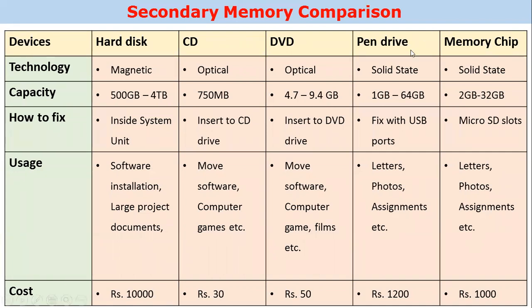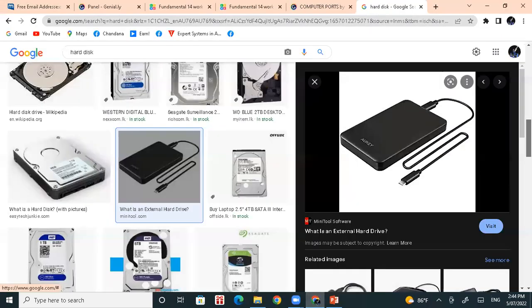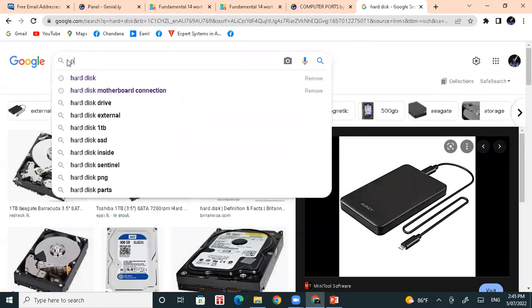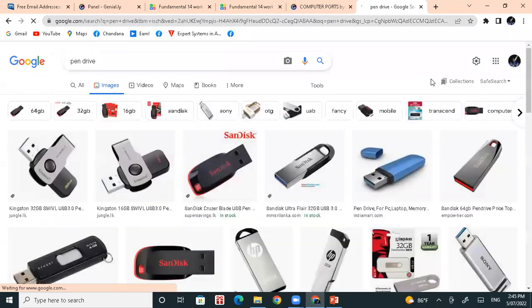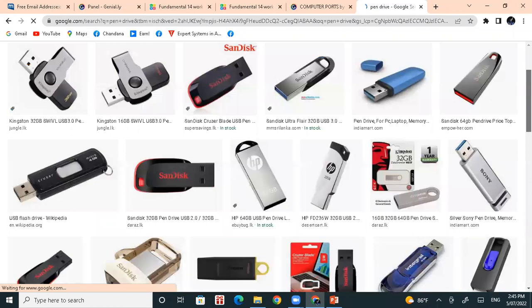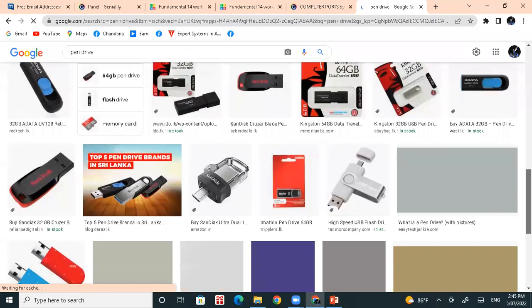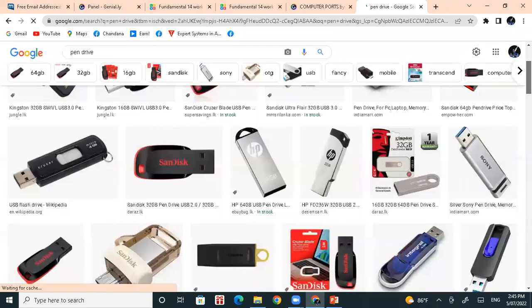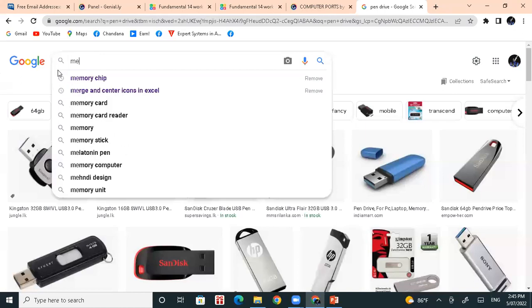Pen drive and memory chip also differ in appearance. I am going to show two images of these. Pen drive, I think all of you are familiar with pen drives. However, I am going to show some pictures of pen drives. Here you can see different styles of pen drives. All of you are familiar with this one, and you know how to use it also. Then the memory chip. Look at the picture of a memory chip.